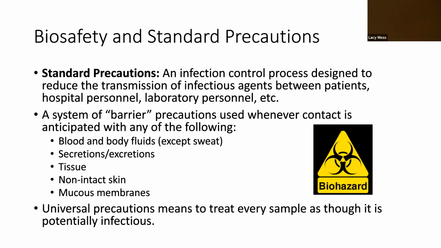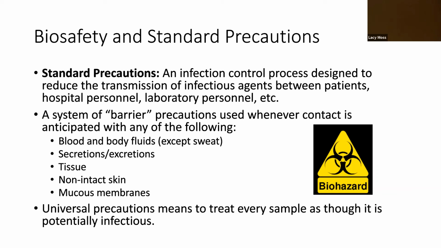All right, so standard precautions. This is an infection control process designed to reduce transmission of infectious agents between patients, hospital personnel, laboratory personnel, etc. It's a system of barrier precautions whenever contact is anticipated, with the basic understanding that you treat every sample as though it is potentially infectious. Because a lot of times you do not know if someone has HIV, you do not know if they have hepatitis. So you just assume everyone does and treat it appropriately in order to protect yourself.